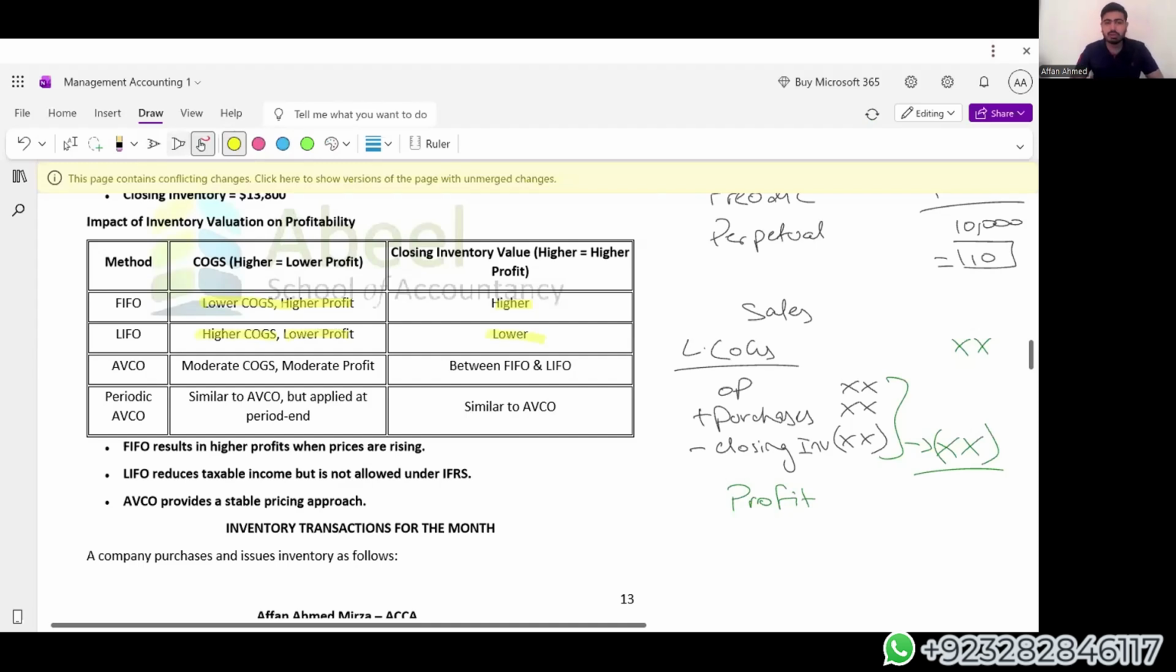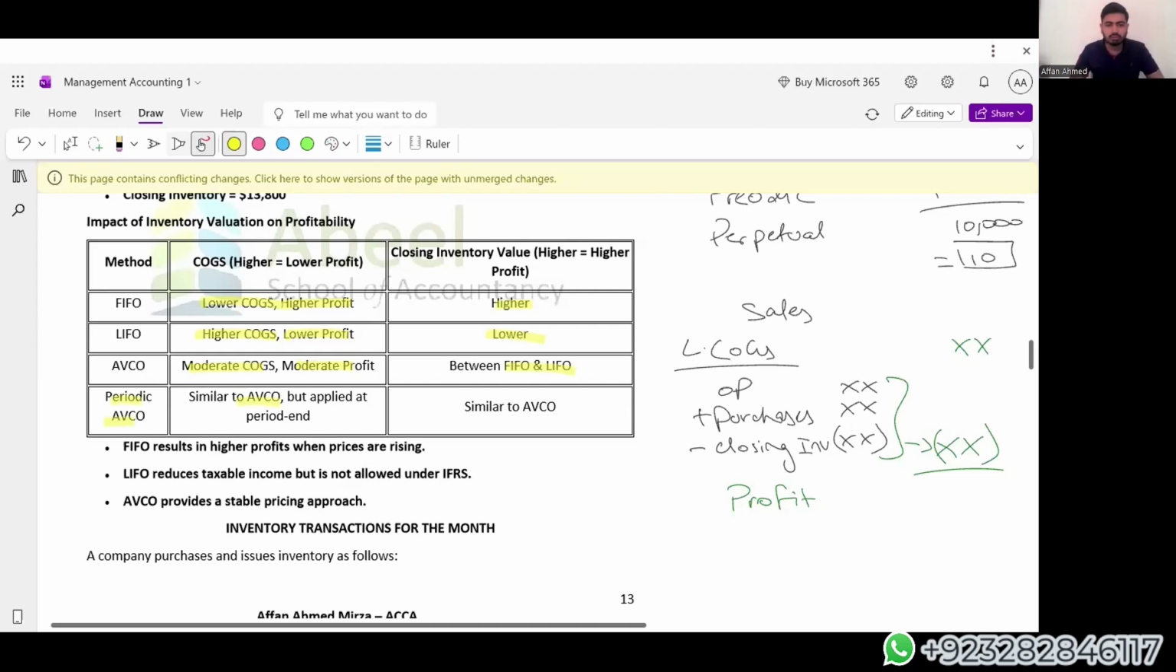In AVCO, it would be a moderate cost of goods sold because we are having an average. So it won't be a very highly fluctuating nature here. It would be a very average position where we are not going higher than the FIFO method or lower than the LIFO method. So moderate cost of goods sold, moderate profit, and between FIFO and LIFO. Then we have a similar situation in AVCO of the periodic measure as well.